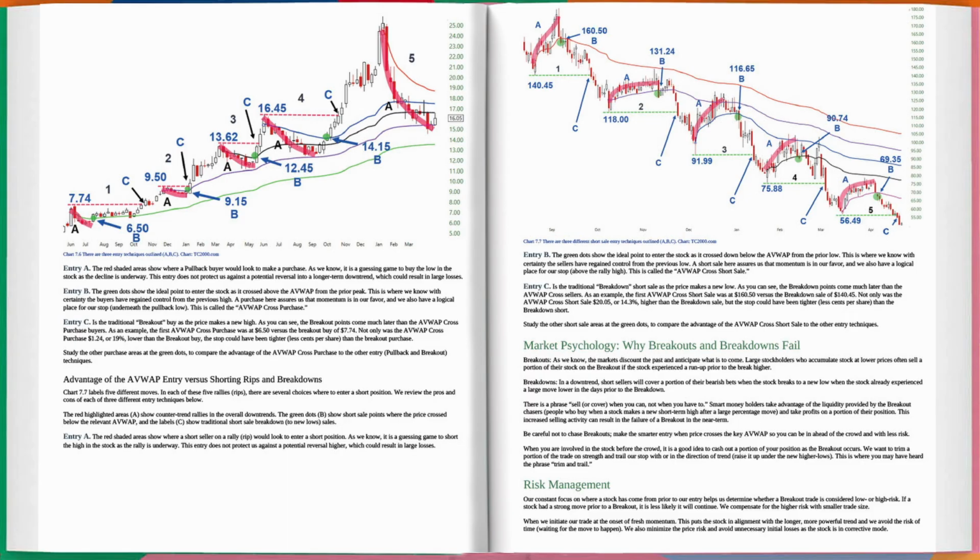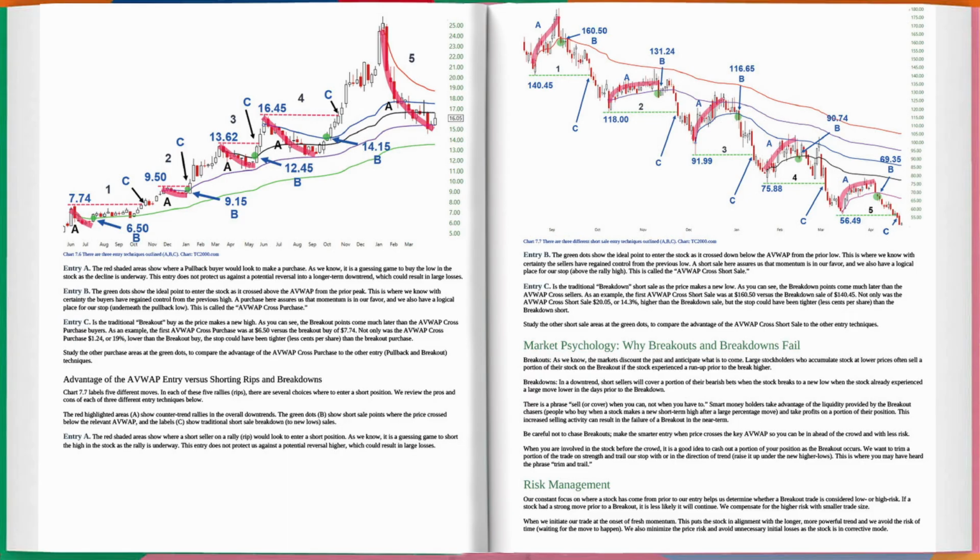Advantage of the AVWAP entry versus shorting rips and breakdowns. Chart 7.7 labels 5 different moves. In each of these 5 rallies, or rips, there are several choices where to enter a short position. We review the pros and cons of each of 3 different entry techniques below.